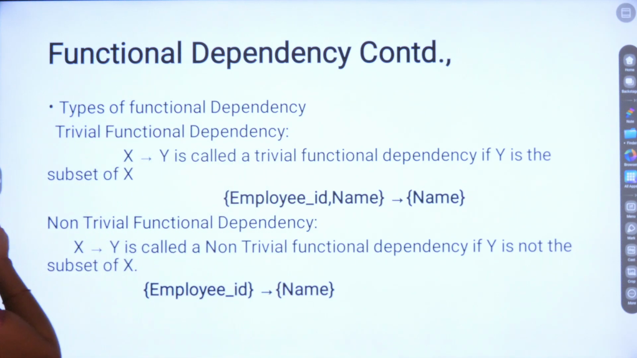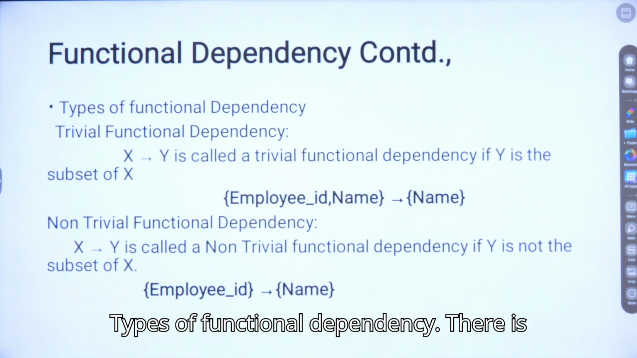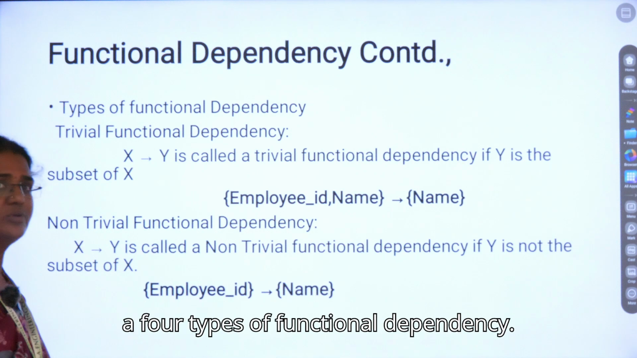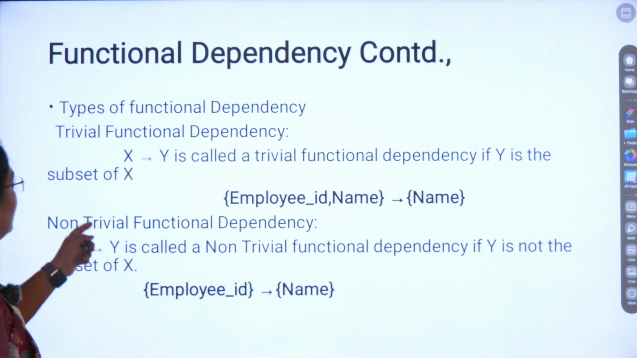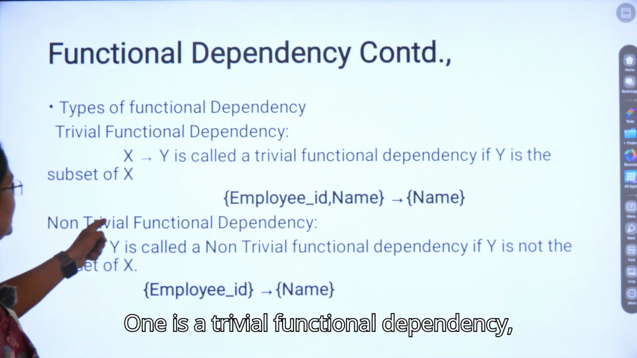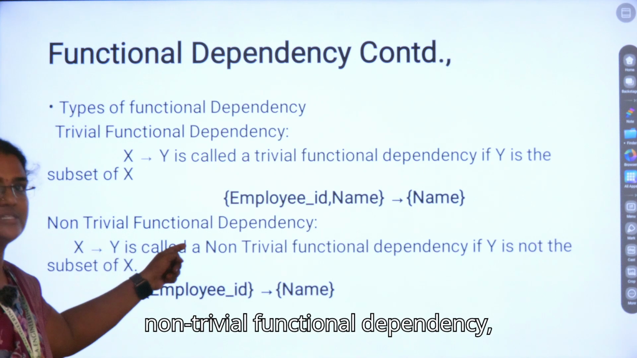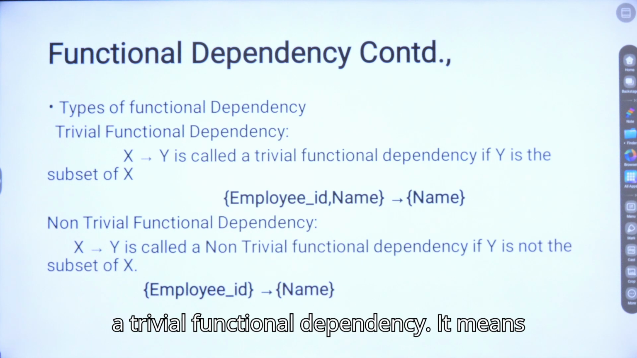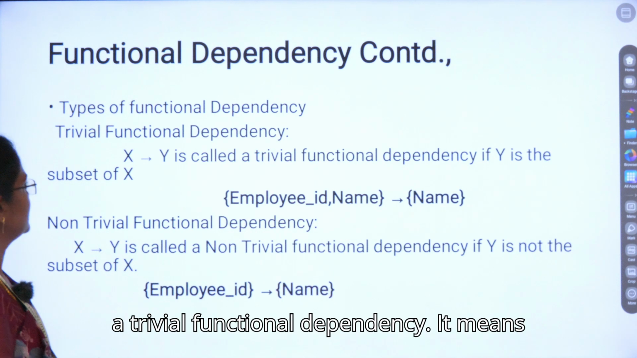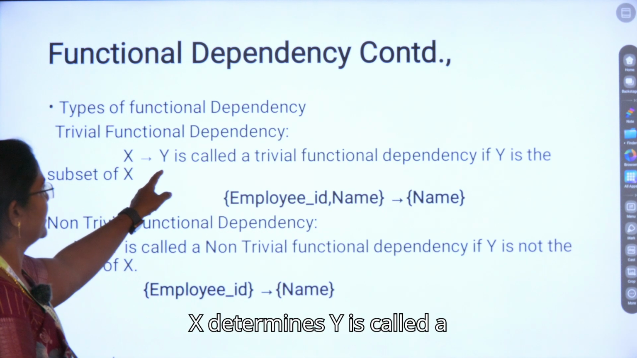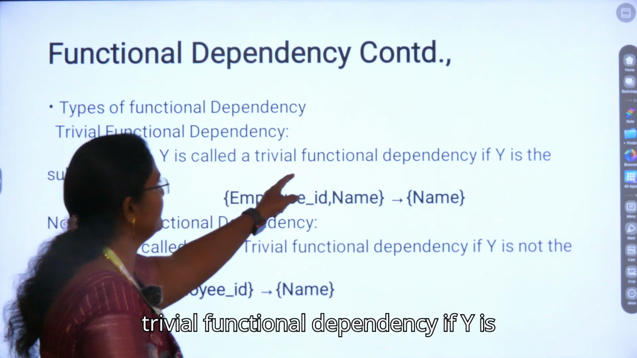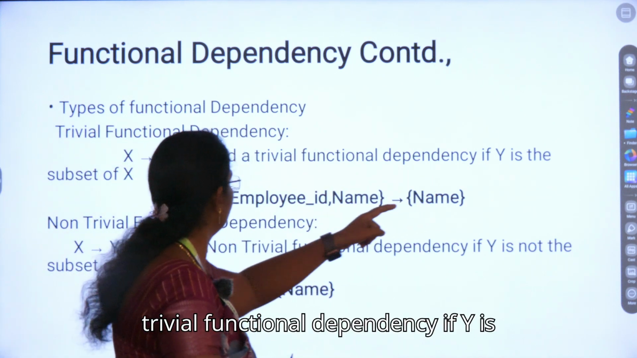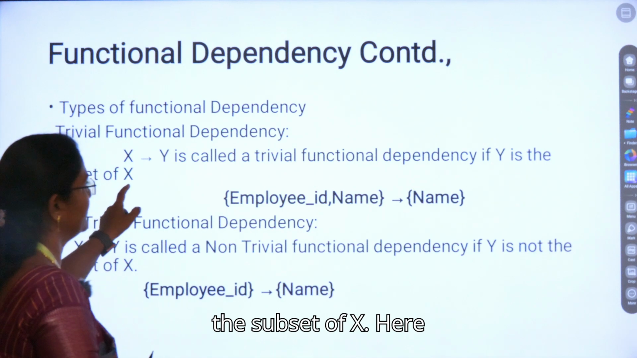Next one is the types of functional dependency. There are types of functional dependency: trivial functional dependency, non-trivial functional dependency, multi-valued dependency. First one is trivial functional dependency. It means X determines Y is called a trivial functional dependency if Y is a subset of X.